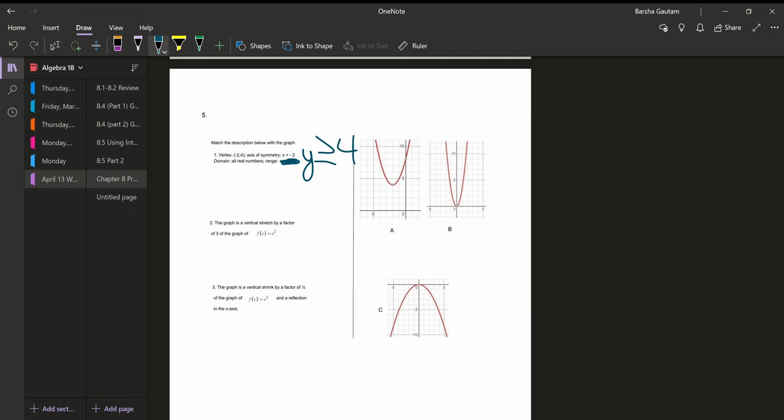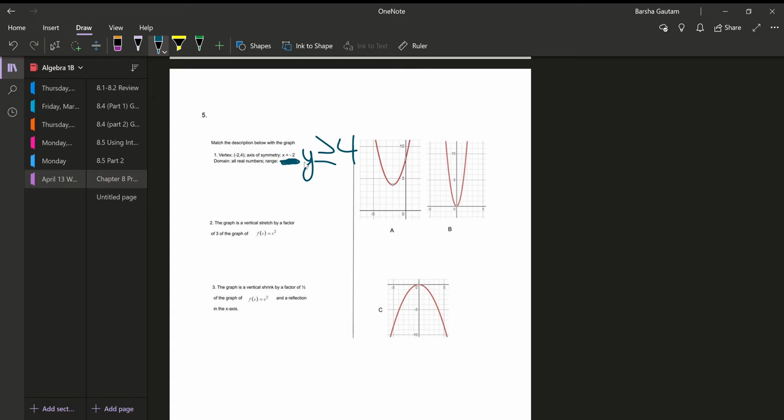Okay, so for this one, the vertex has to be negative 2, 4. The axis of symmetry has to be x equals -2, right? If the vertex is -2, 4, this -2, the x value, is going to be the axis of symmetry. And the domain is going to be all real numbers. And the domain is the x value. So that means, for example, in this graph, it'll go infinitely this way and infinitely that way. And the range is y.